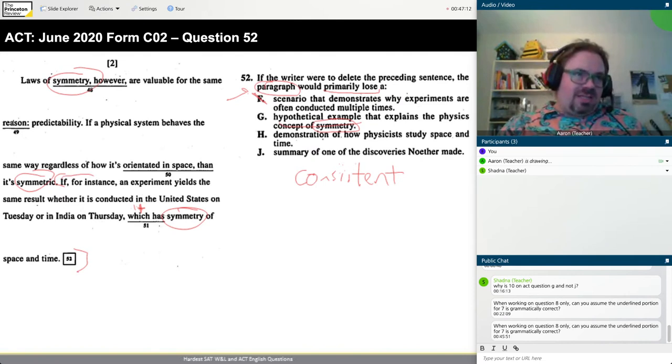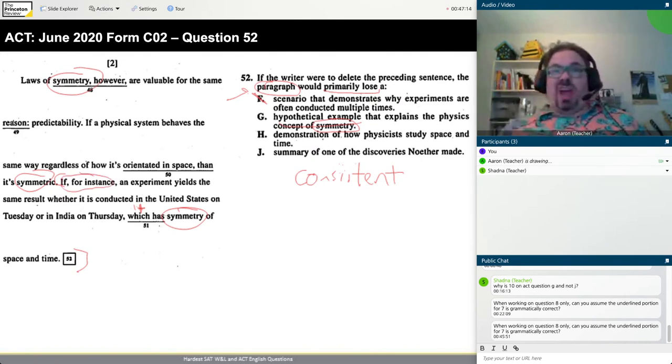If, for instance, if is hypothetical in this case, and so for instance is an example, and then we get the example. This looks really good. It's consistent with both the sentence and the paragraph. And once again, the question tells us we care about being consistent with the paragraph as well as the sentence. Demonstration of how physicists study space and time. Not about symmetry.